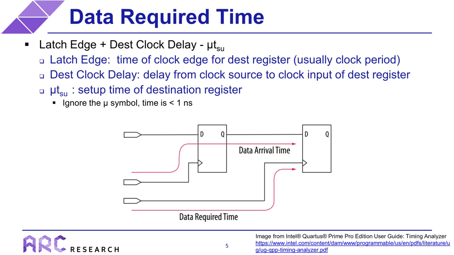Now, there are situations where you can specify multi-cycle constraints to give a signal more than one cycle to reach its destination, but that's more of a complex technique that we'll be revisiting in a later example. Now, the destination clock delay is the propagation delay from the clock source to the destination flip-flop. So, similar to what we saw with the source clock delay, the destination clock delay is another component of the clock skew, but this time for the destination flip-flop instead of the source flip-flop.